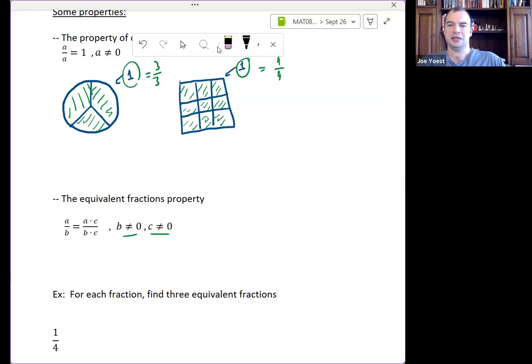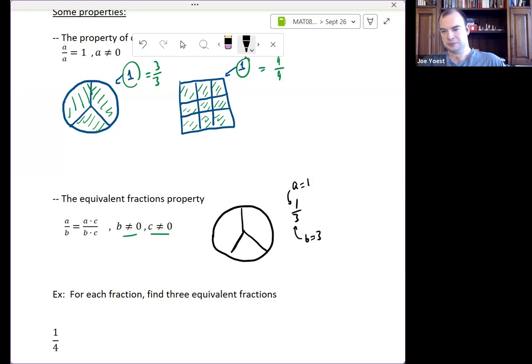What's kind of the idea here? Let's illustrate this with maybe 1/3. So here, b equals 3 and a equals 1. So I have my whole, my 1 unit. I split it into 3 equal size slices. That's what the denominator, the bottom number, tells me to do. And then I select one of those. That's what my numerator, the top number, tells me to do. It tells me how many of these I'm selecting.